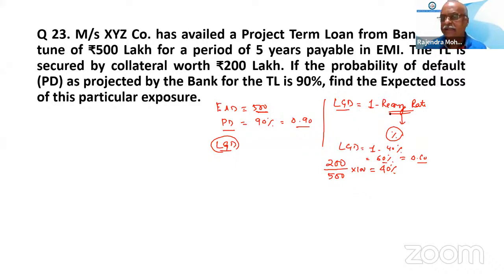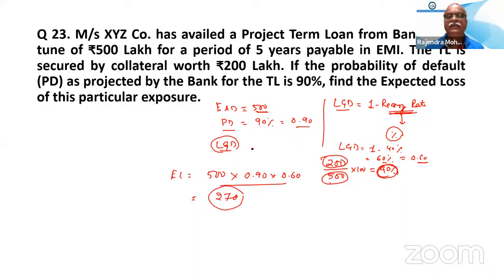LGD equal to 1 minus recovery rate. Recovery rate is the percentage of amount to be recovered from the collateral or anything available, relative to the exposure. This recoverable amount is 200, and 500 is our outstanding exposure. So 40% is recoverable, which means 60% is not recoverable. So we can calculate expected loss simply as EAD 500, PD 0.90, into LGD 0.60. How much is it coming to? 270. So expected loss for this will be 270. Clear?